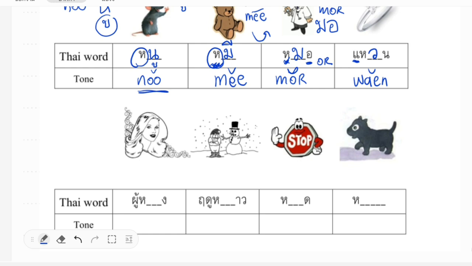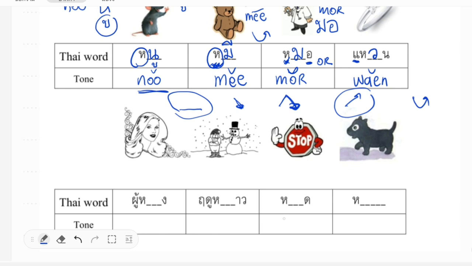The H can also change to other tones. Yes, it is not only for rising tone. The H will help to make low tone, falling tone, and rising tone. For mid tone and high tone, you don't need H to make it, because the low class consonant can make mid tone and high tone already.